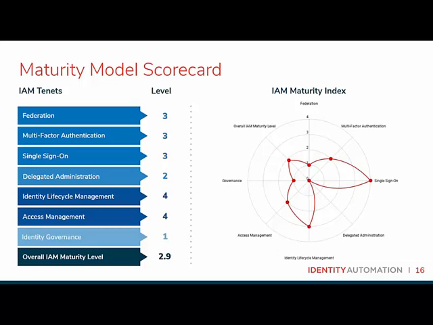Now you can use something like a simple spreadsheet to sit down and map out each of these tenets, where you think you are compared with how we've defined each of these levels, to come up with your overall maturity score for identity and access management. What this allows you to do is evaluate those areas you want to focus on, and then come up with a plan to approach each of those areas. So again, as you improve each of these various tenets, you're improving your overall maturity index.